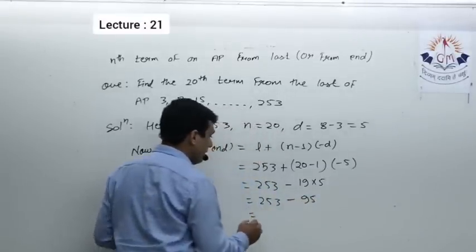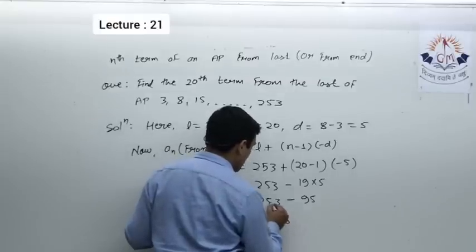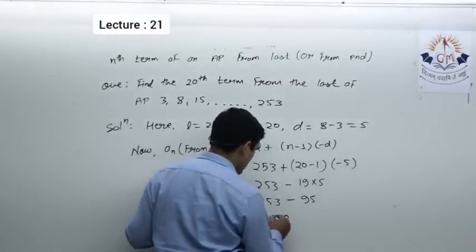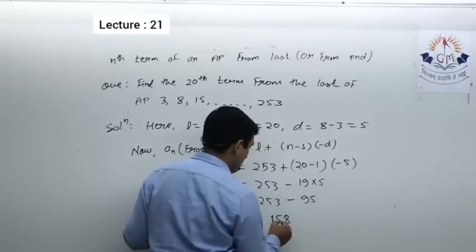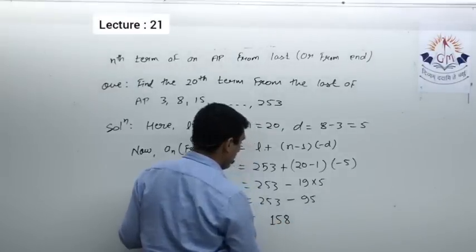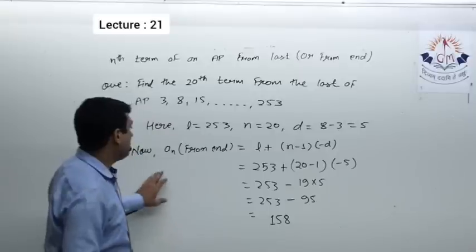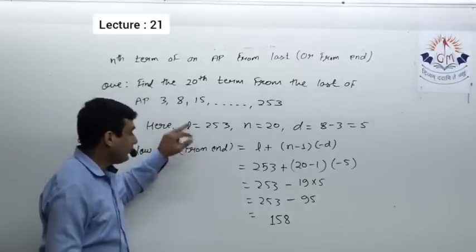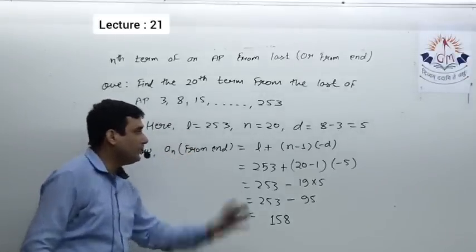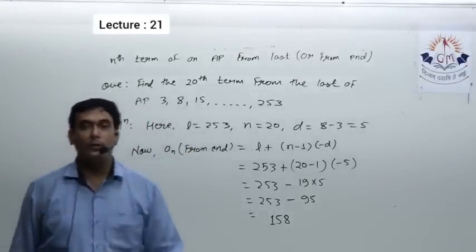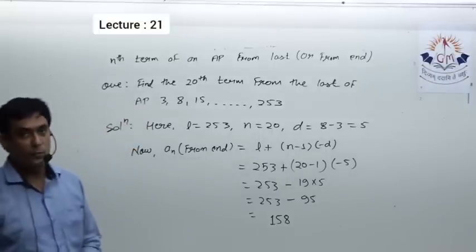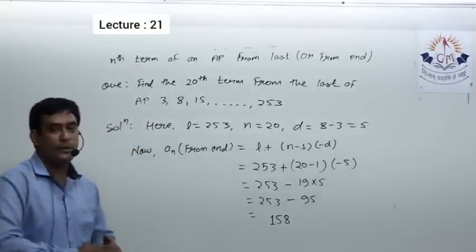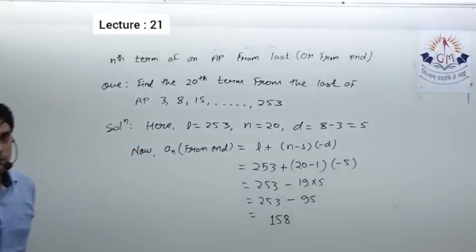So the final answer is 158. So the 20th term from the end of the given AP is 158. So please note it down. Then we'll see one more question on the same basis, and then we'll come to the word problems.